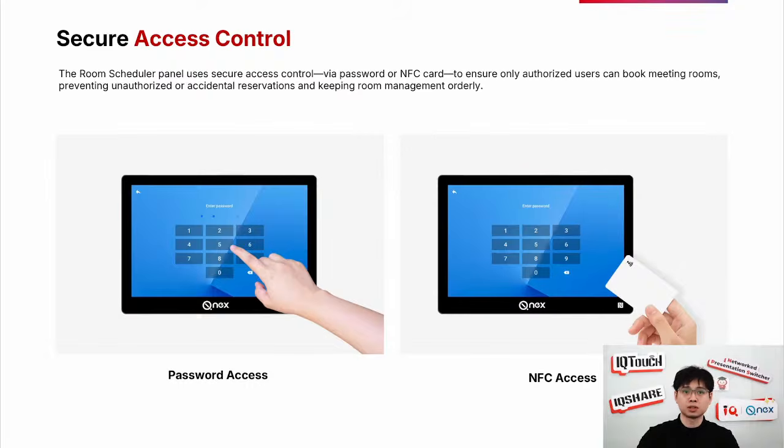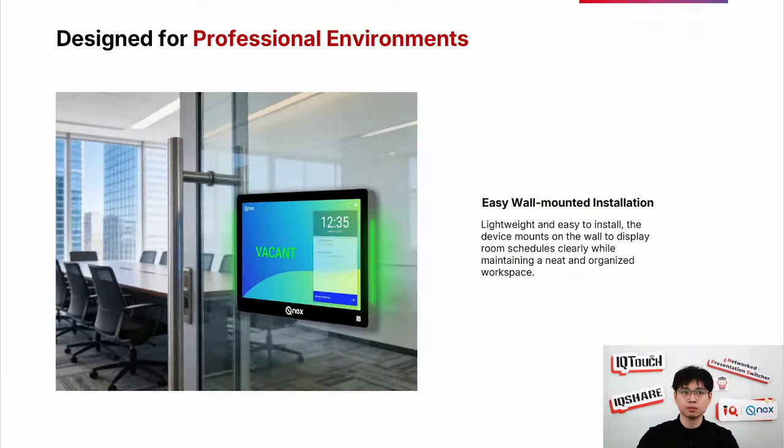Next useful feature is secure access control. Since the room scheduler is installed outside the meeting room and accessible to anyone passing by, organizations may want to prevent unauthorized users from making reservations directly on the panel. To support this, the room scheduler provides secure access control for the control panel. Before creating a reservation on the panel, users may be required to unlock the panel through identity verification. This can be done either by entering a password or by using an NFC card.